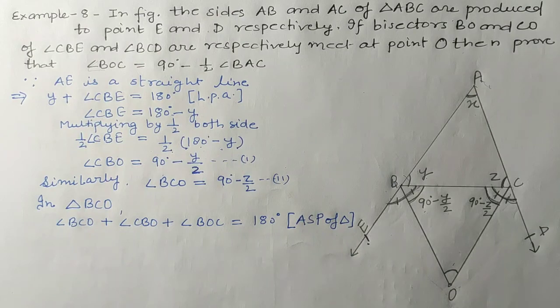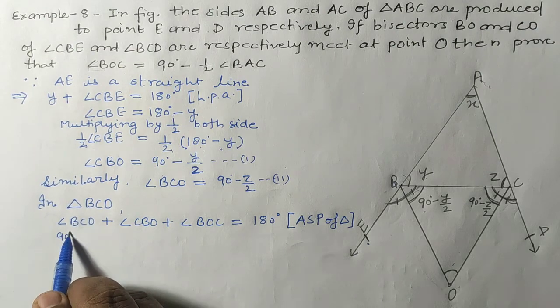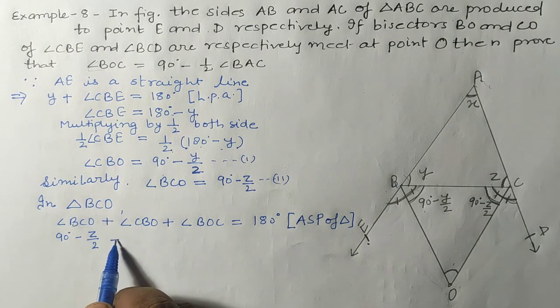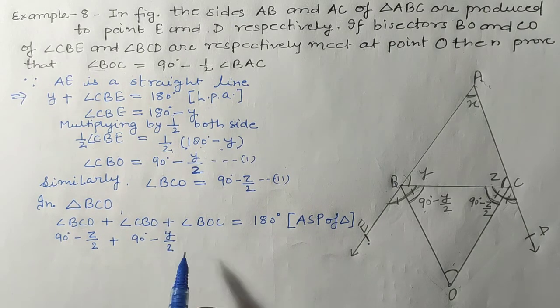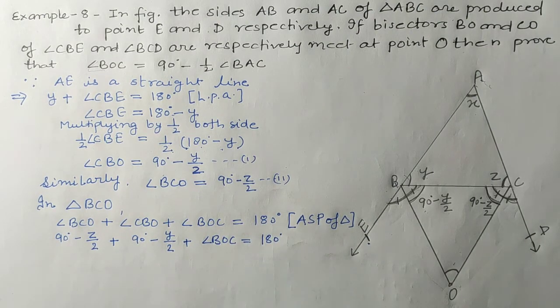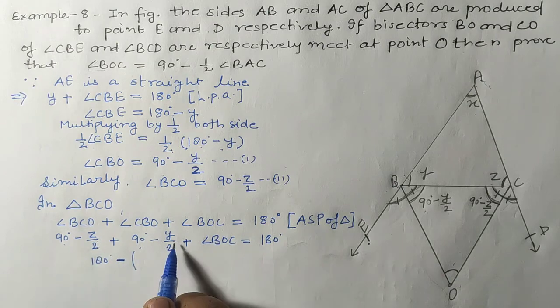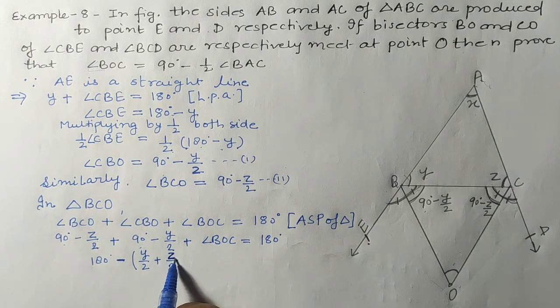Now putting the values from 1 and 2. Firstly, angle BCO is 90 degree minus Z by 2, angle CBO is 90 degree minus Y by 2, plus angle BOC is equal to 180 degree. Now students, simplify this step. 90 plus 90 is 180, and from these two if we take common minus, then it will be Z by 2 plus Y by 2, or you can write Y by 2 plus Z by 2.